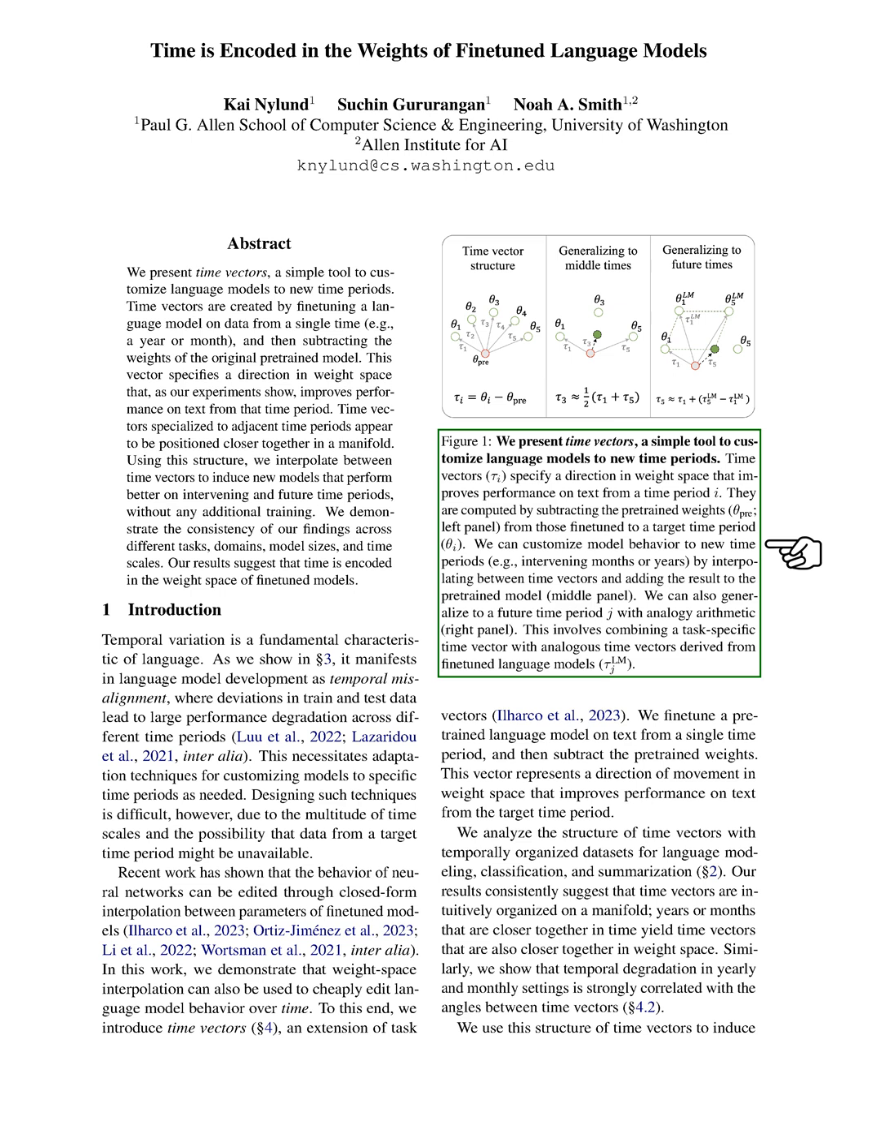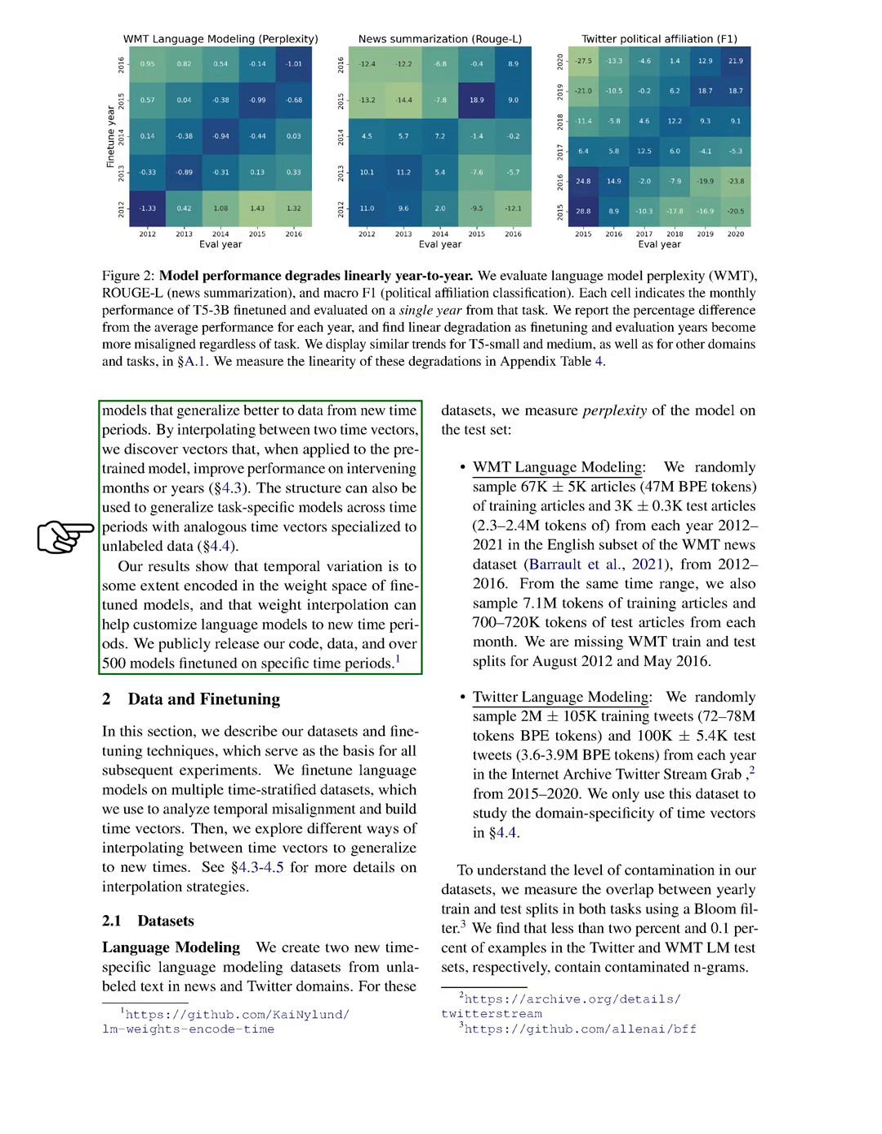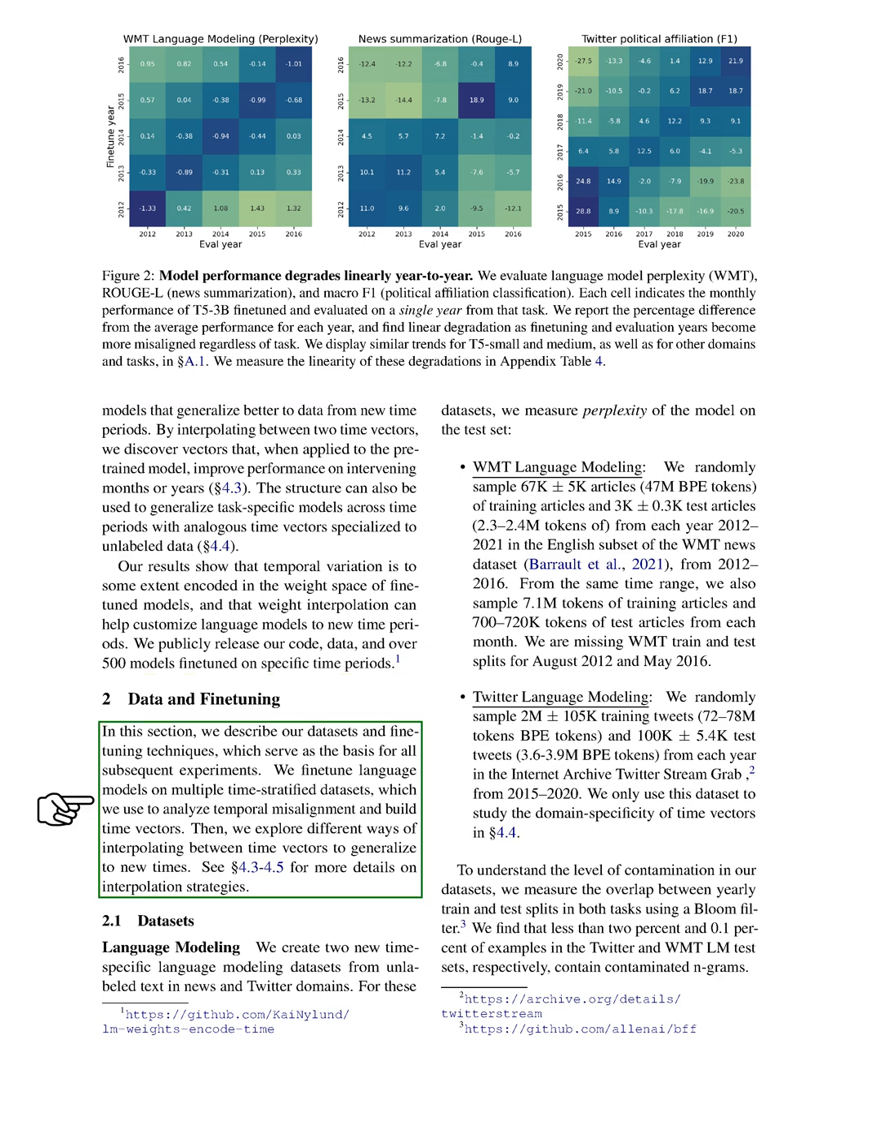Our results show that temporal variation is somewhat encoded in the weight space of fine-tuned models, and that weight interpolation can help customize language models to new time periods. We're making our code, data, and over 500 models fine-tuned on specific time periods publicly available. In the next section, we'll describe our datasets and fine-tuning techniques, which form the basis for all our experiments.